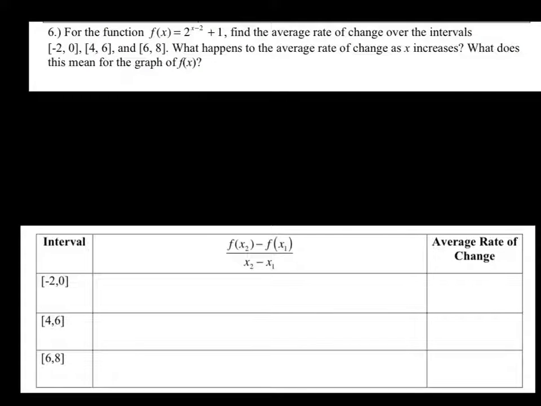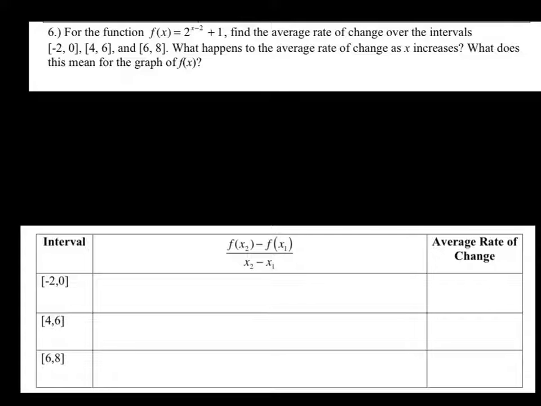Now for number 6, it says for the function f of x equals 2 to the power of x minus 2 plus 1. So it's an exponential function. It says find the average rate of change over the given intervals from negative 2 to 0, 4 to 6, and 6 to 8. What happens to the average rate of change as your x values increase? It's increasing. And what does this mean for the graph of f of x?